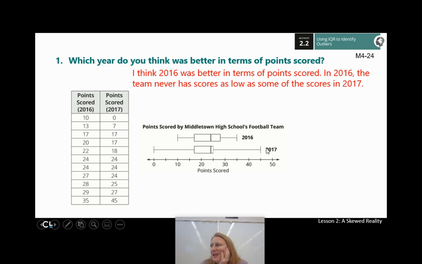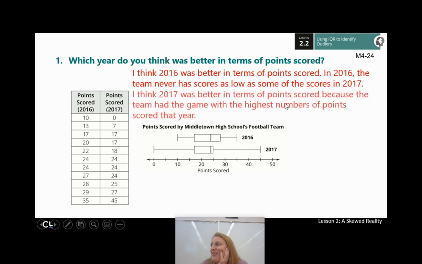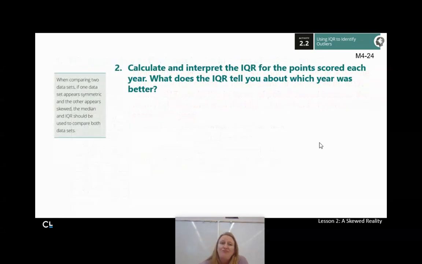But you know what? Now that I'm looking at it, maybe 2017 was better because check it out. They had some higher scores, right? Look, they went all the way up to 45. So maybe 2017 was better in terms of points scored because the team had a game with the highest number of points scored that year. They had a game where they scored 45 points in 2017. That didn't happen in 2016. So I feel like maybe we need a better way of looking at this, right? Because you could argue for 2016 or for 2017, right?